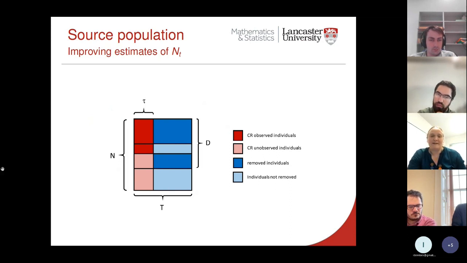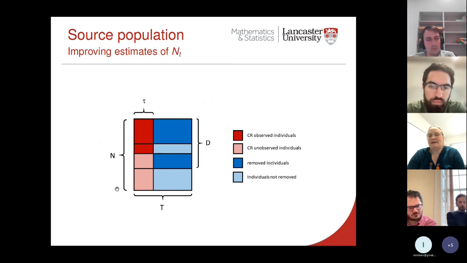So I apologise for my diagram here. I tend to think of things visually, and I know not everyone does, but I'll try and explain what my diagram's showing. The red section corresponds to the period of capture-recapture. And within your total population N, you'll have some individuals who are caught during the capture-recapture, shown in dark red, and you'll have some individuals who are missed during the capture-recapture study, shown in pale red. And then the blue period shows the subsequent removals that were happening.